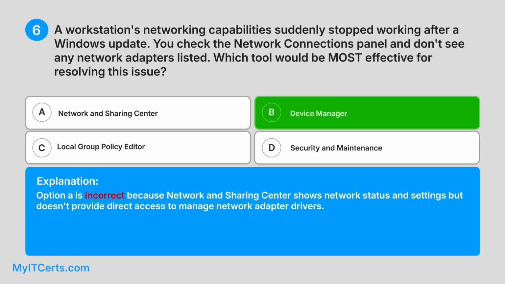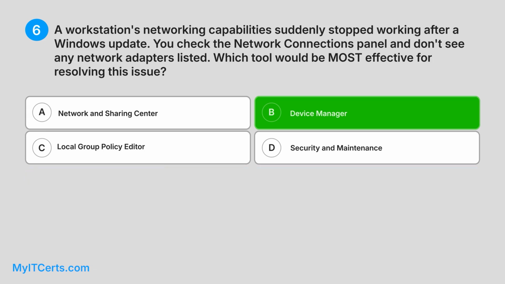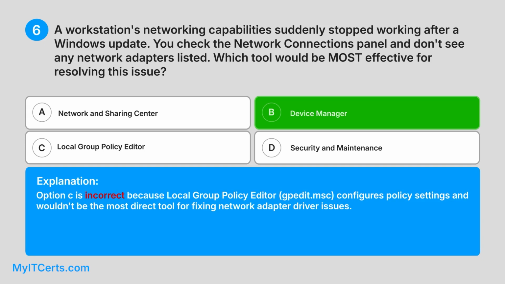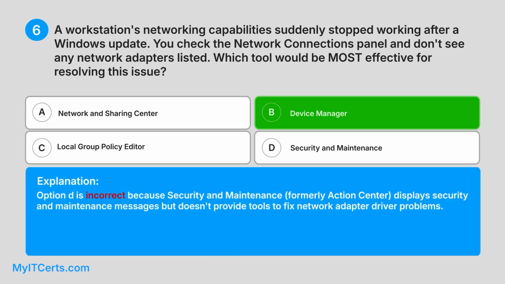Option A, Network and Sharing Center, is incorrect because Network and Sharing Center shows network status and settings, but doesn't provide direct access to manage network adapter drivers. Option C, Local Group Policy Editor, gpedit.msc, configures policy settings and wouldn't be the most direct tool for fixing network adapter driver issues. Option D, Security and Maintenance, formerly Action Center, displays security and maintenance messages, but doesn't provide tools to fix network adapter driver problems.